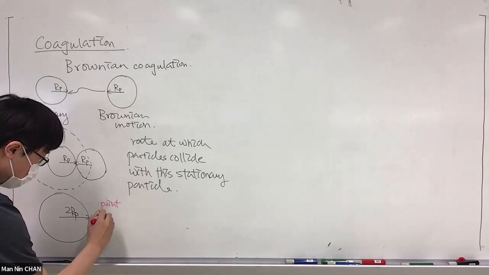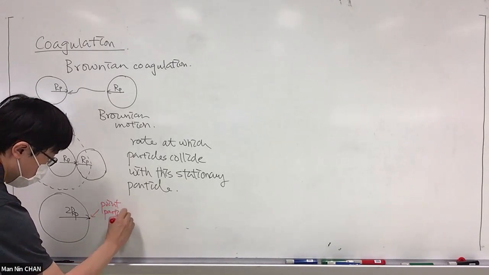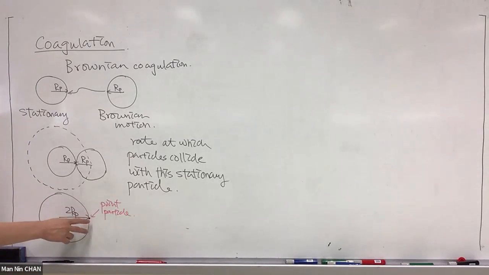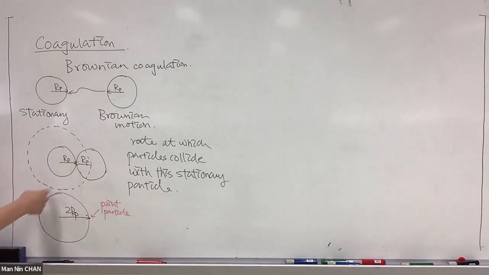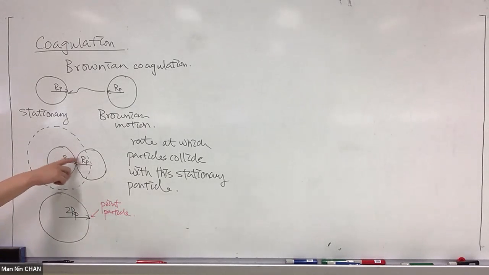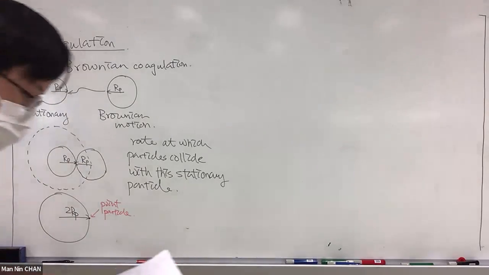You can also argue mathematically. You can have a point particle, just a point, that hits the surface of a sphere, with the 2Rp, just because we assume all the particles are the same size.